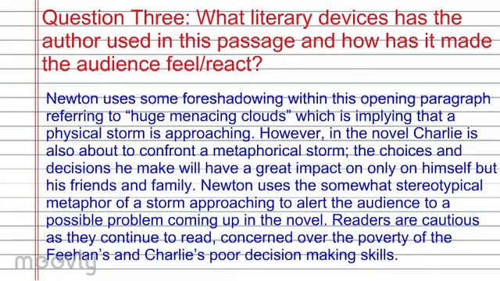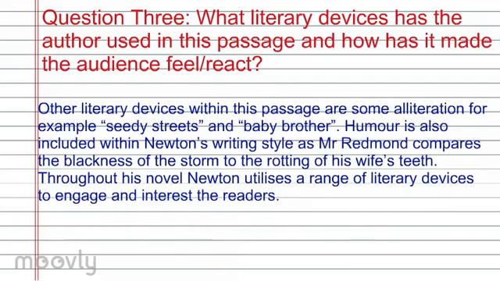Now, the question asks us what literary devices are used, and so far I've only really mentioned one, the metaphor of the storm. So let's have a look at some others. Other literary devices within this passage are some alliteration. For example, seedy streets and baby brother. Humour is also included within Newton's writing style, as Mr. Redmond compares the blackness of the storm to the rotting of his wife's teeth. Throughout this novel, Newton utilises a range of literary devices to engage and interest the readers.